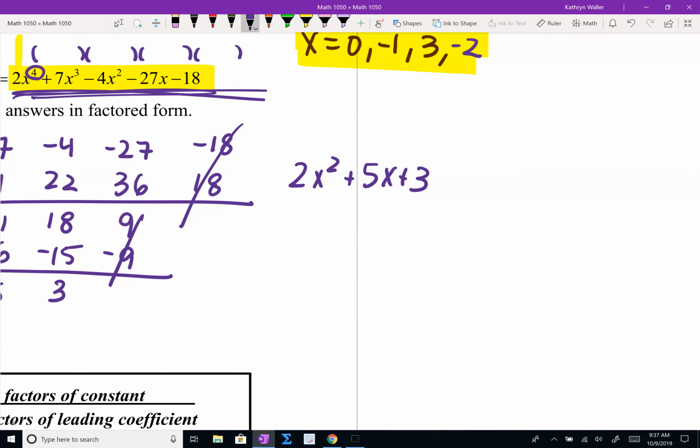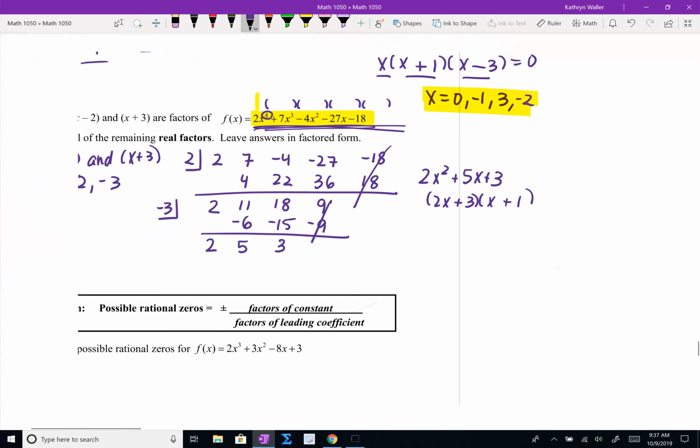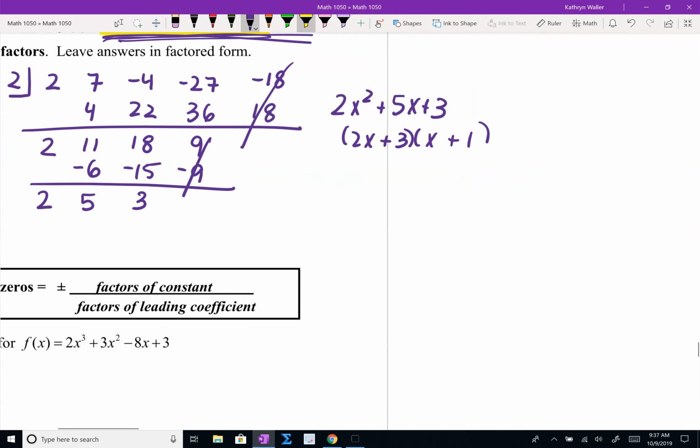So you guys, if they want factors, should I set that equal to 0 or not set it equal to 0? Not. When do they want me to set it equal to 0? When I'm looking for solutions or zeros, yes. So we're not going to do that, and we're just going to keep factoring. So it's going to go to 2x and a plain x. The 3 is going to go to a 3 and a 1 like that. Signs are the same. They're both positive. So they say find the remaining real factors. So that is your answer.